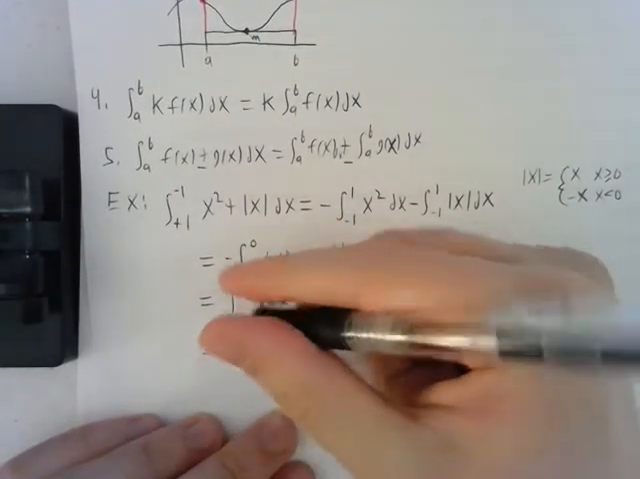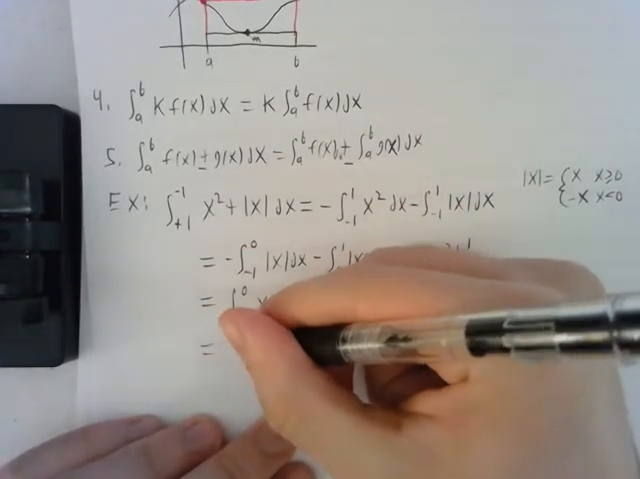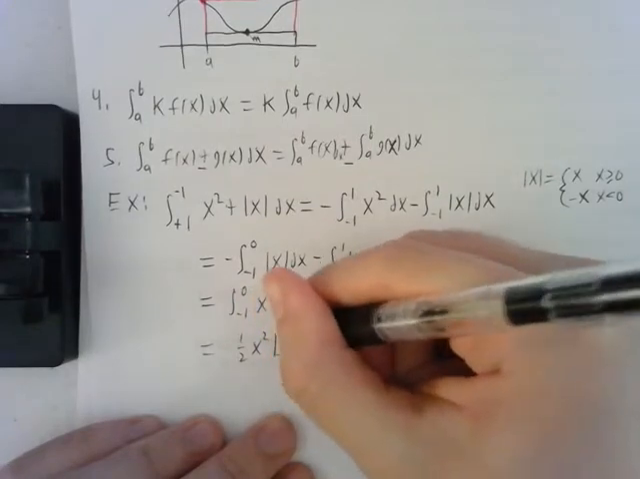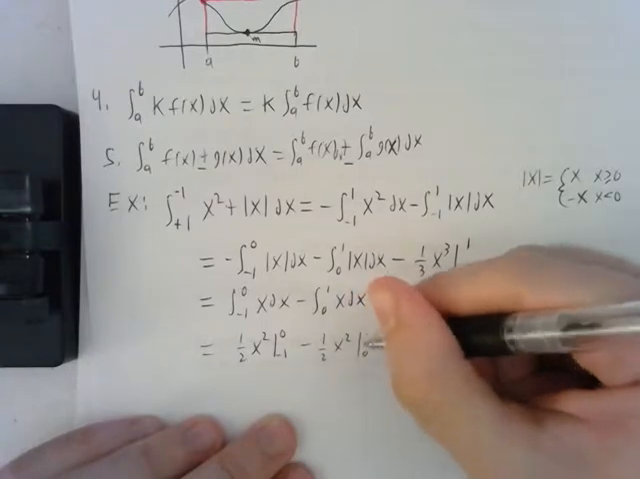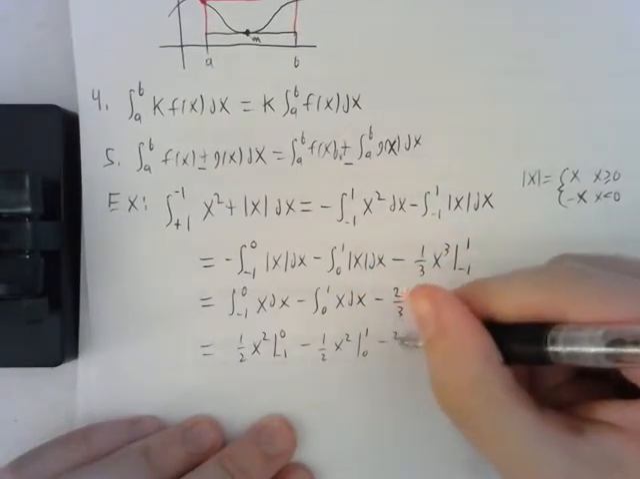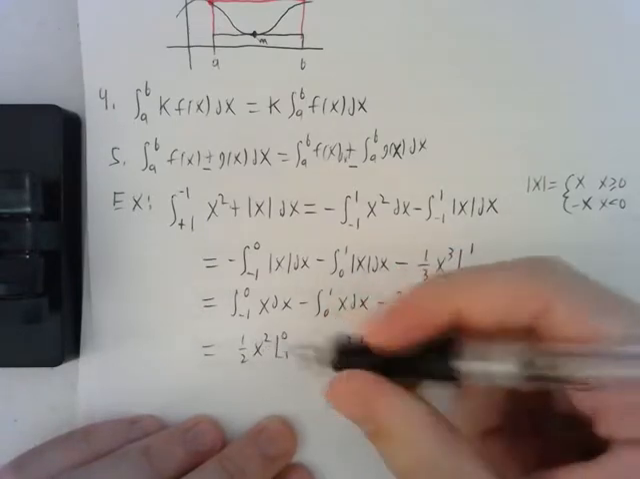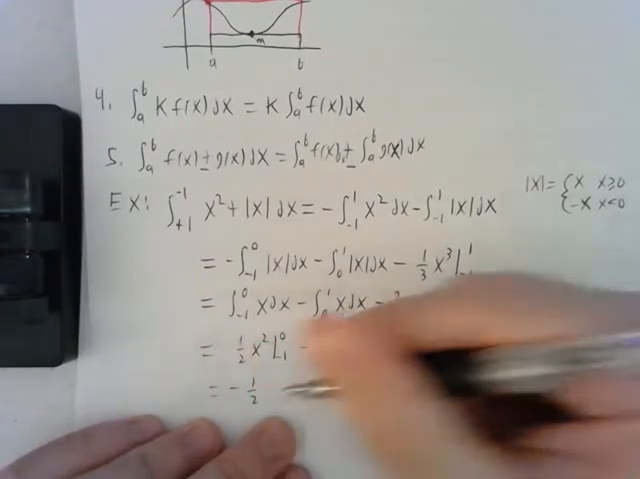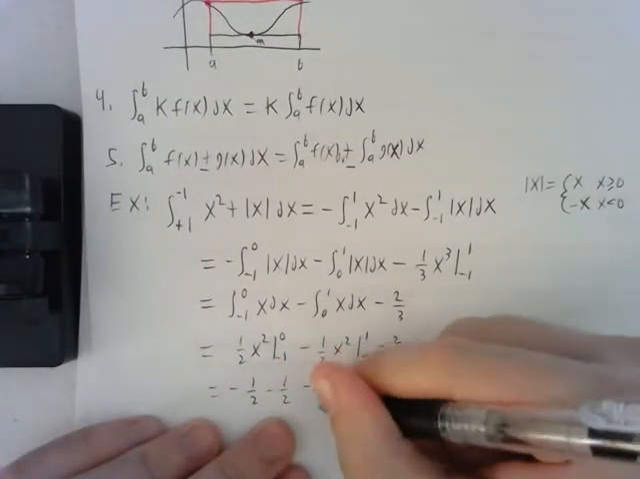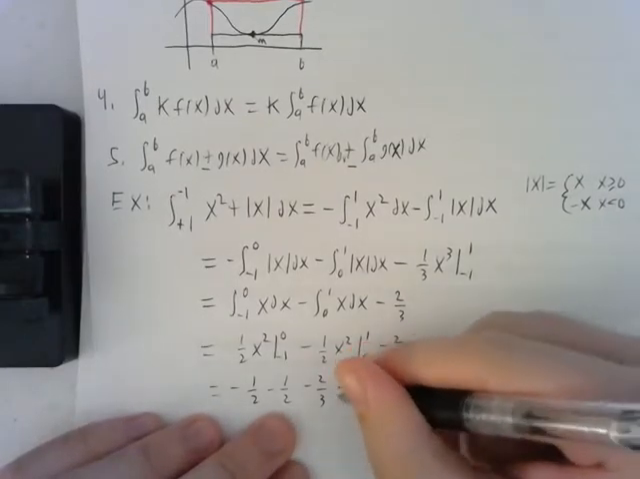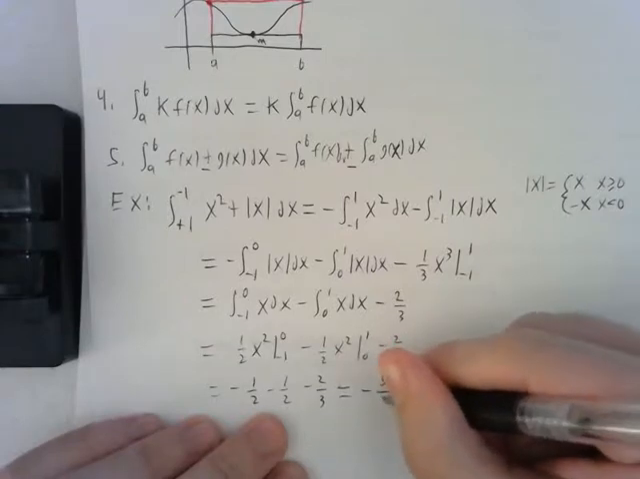Then we can evaluate these other integrals using the fundamental theorem now. So we'll get 1/2 x squared from -1 to 0 minus 1/2 x squared from 0 to 1 minus 2/3. And so this one will give us -1/2. This one will give us -1/2. Then we have -2/3. So it looks like overall we get -5 divided by 3.